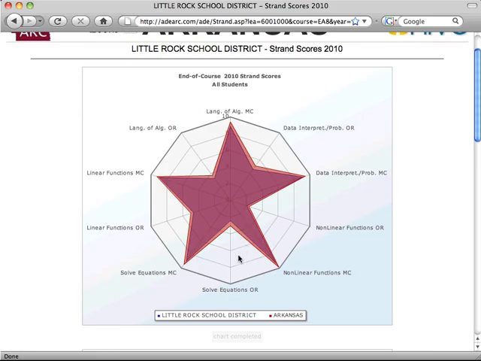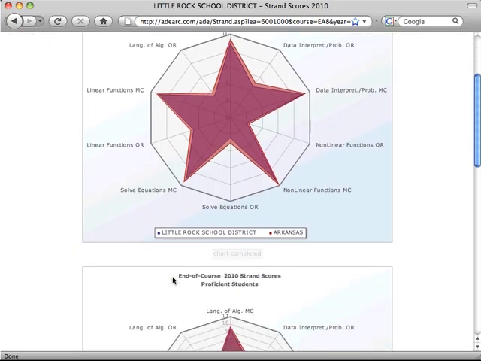Notice on the first chart that you don't see any blue. This means that in 2010, the state has outperformed the Little Rock School District on every strand. It is also important to note the shape of the image in the strand. You see what looks like a star due to the fact that the open response strand scores, designated by OR around the perimeter, are significantly lower than the multiple choice strand scores, designated by MC around the perimeter.